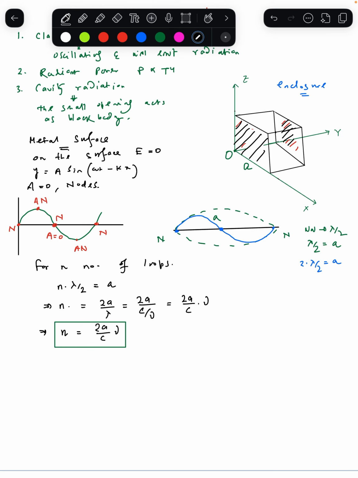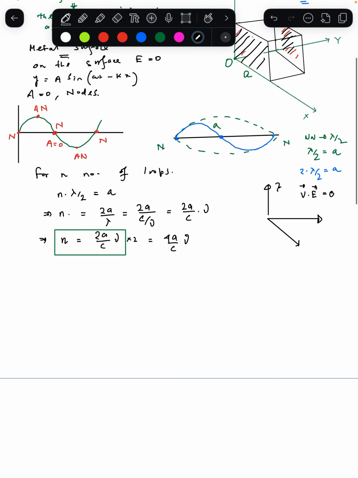Since the wave is progressing along the y-axis, the electric field can oscillate either along the z direction or along the x-axis, because the velocity vector and the electric field vector are perpendicular to each other, so their dot product becomes zero. Since it has two different modes of vibration, this product will be multiplied by 2, and hence the result will be 4a by c into nu.